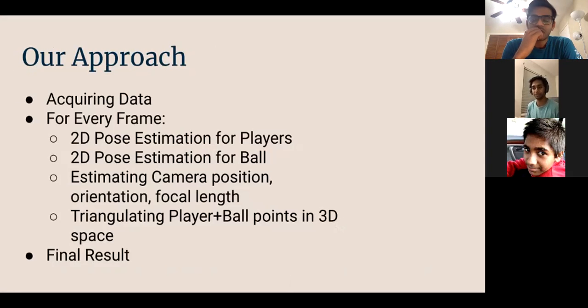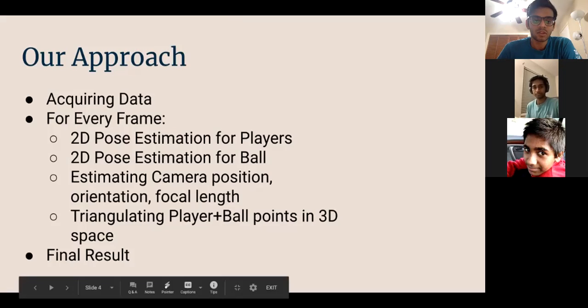And then for every frame, we also calculated the position, orientation, and the focal length of the camera that's viewing the image. And we did that based on the court and how it's oriented. And then finally, we took these 2D estimates of the players and the ball and we found their 3D locations using the camera's position and orientation. And we arrived at our final results.